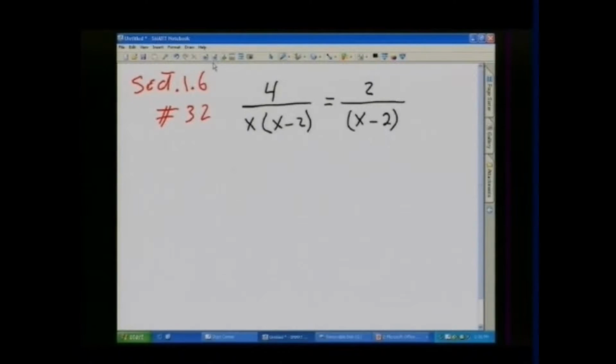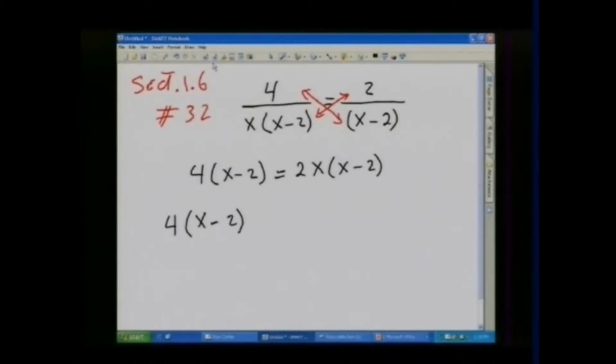Now, to solve for x, one way we can do it here is a cross multiplication. Which means you would have 4 times (x minus 2) equal to 2 times x times (x minus 2). If we move the term from the right-hand side to the left-hand side, you get 4 times (x minus 2) minus 2x times (x minus 2) equal to 0.